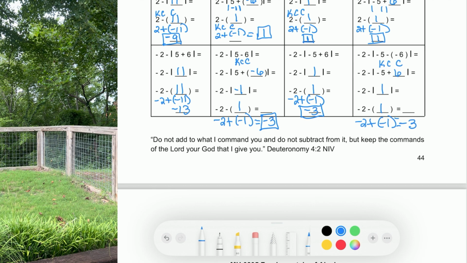All right, let's read our Bible verse. Do not add to what I command you, and do not subtract from it, but keep the commands of the Lord your God that I give you.